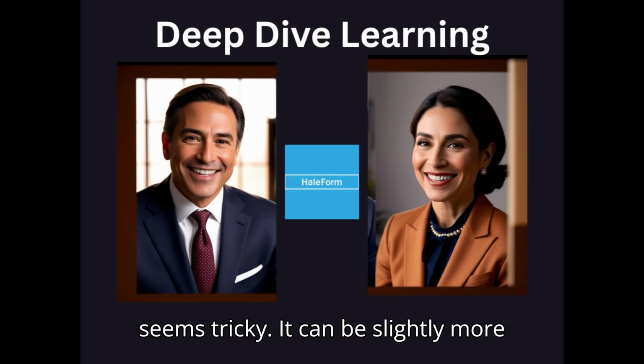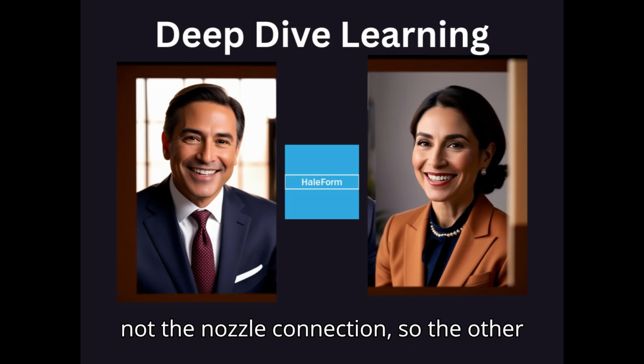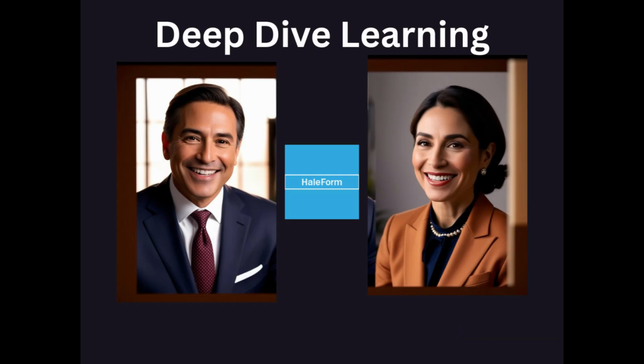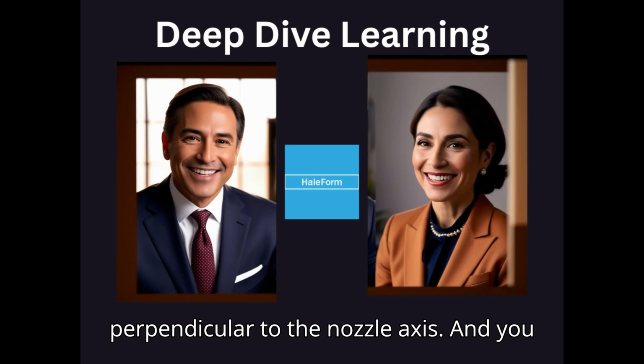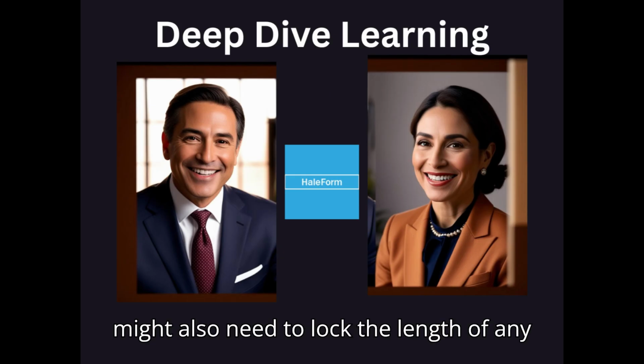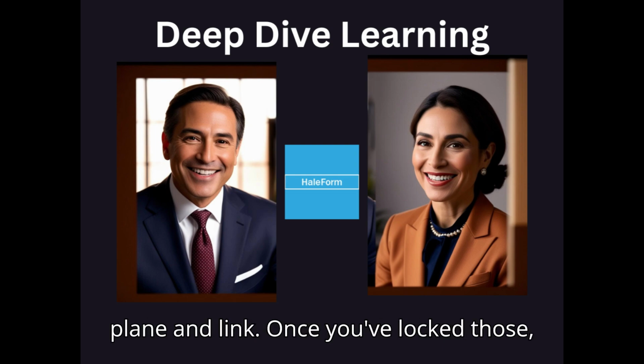That seems tricky. It can be slightly more involved. The key is usually to select the end feature of the component that is not the nozzle connection, so the other end of the valve. Select the free end. Right. Then you typically need to lock the plane of rotation so it's perpendicular to the nozzle axis, and you might also need to lock the length of any pipe attached to that free end so it doesn't stretch or shrink. Okay, lock plane and length.